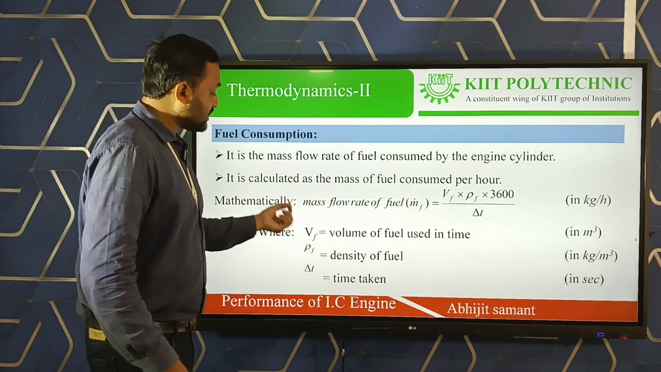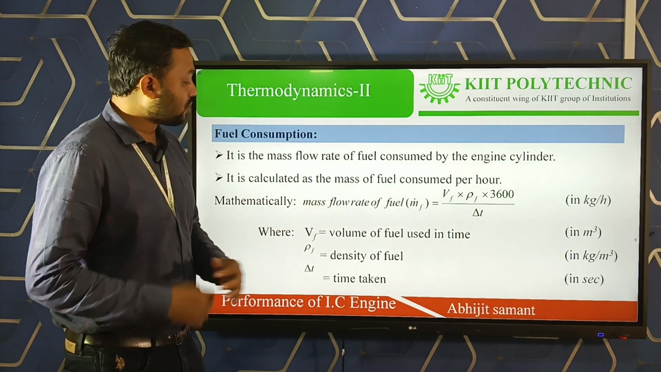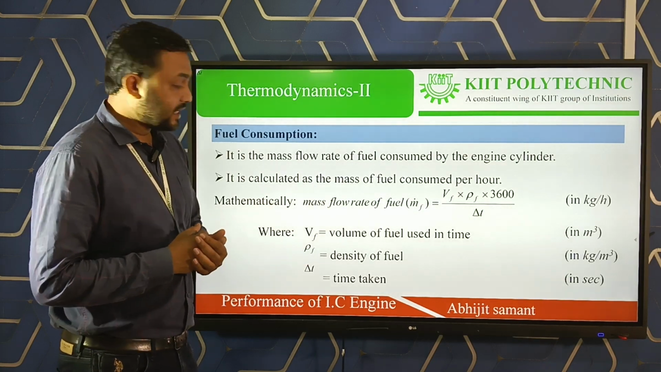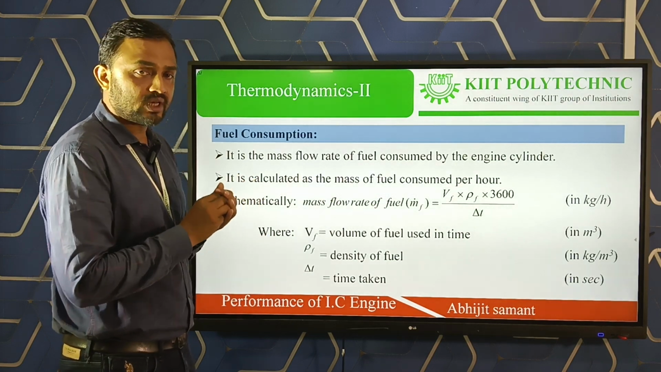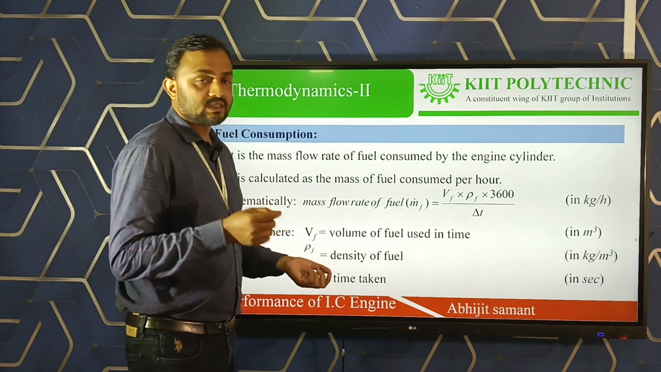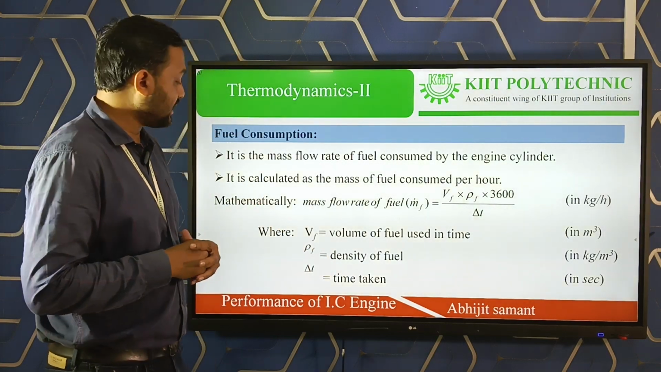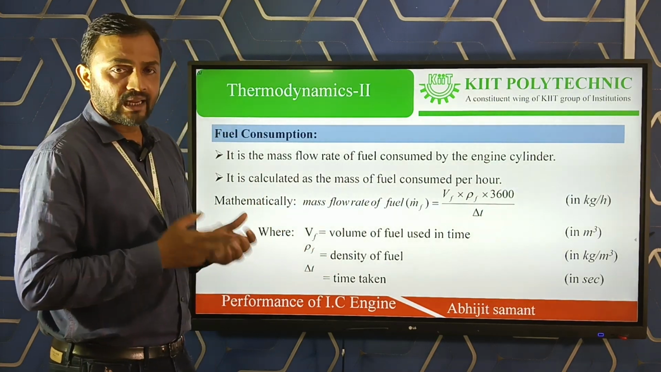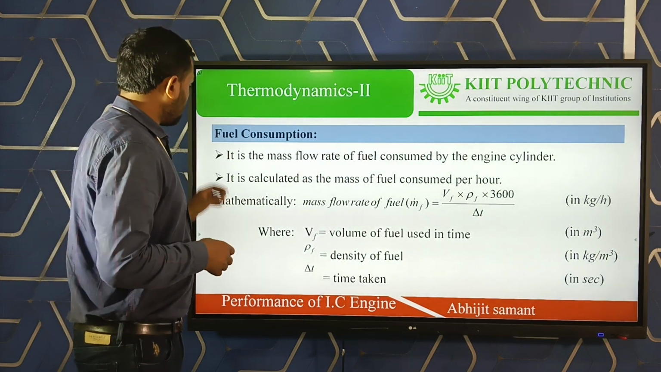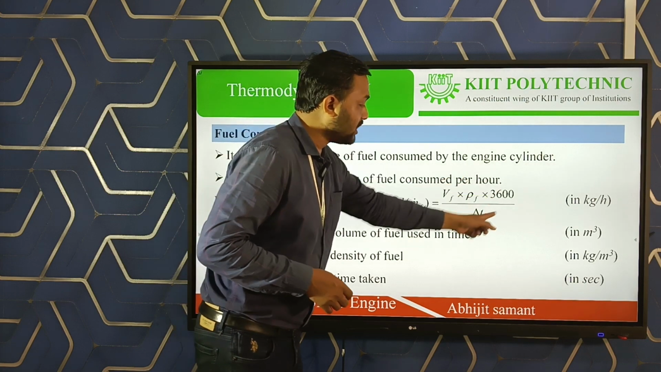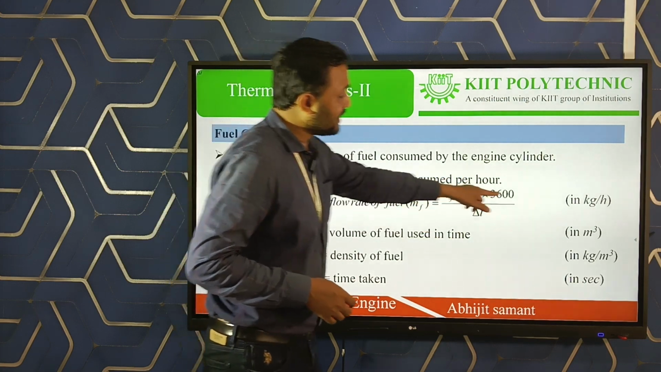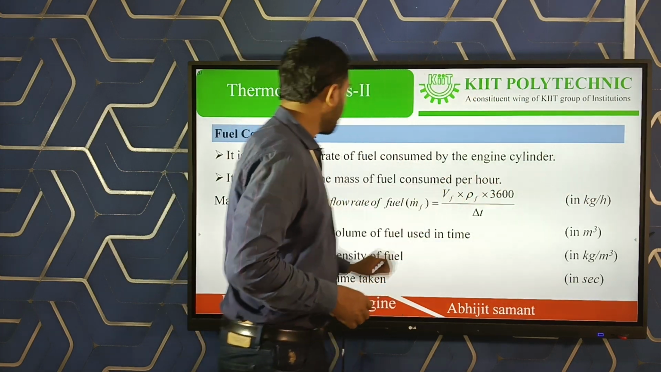So what is v dot f? v dot f is your volume of the fuel used in time. In a particular time, how much volume of the fuel is used. Rho f is your density of the fuel and delta T is your time taken. So this is known as your fuel consumption, which is determined by this formula. It is determined in kilojoule per hour.